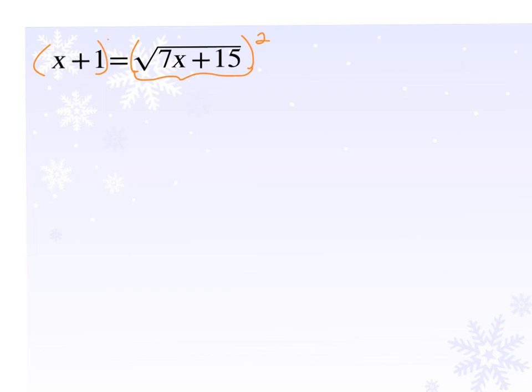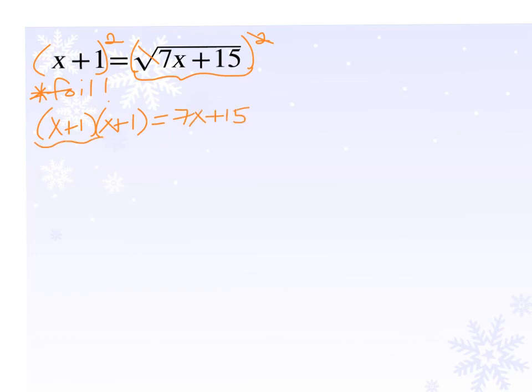Now, when we square the left-hand side, notice it's x plus 1 on the inside. We have to think FOIL here. We've talked about this a lot, so we have to remember that rule. If there's addition or subtraction, and you square it, you have to write it out twice in FOIL. On the right-hand side, the index and the power cancel, giving you 7x plus 15.